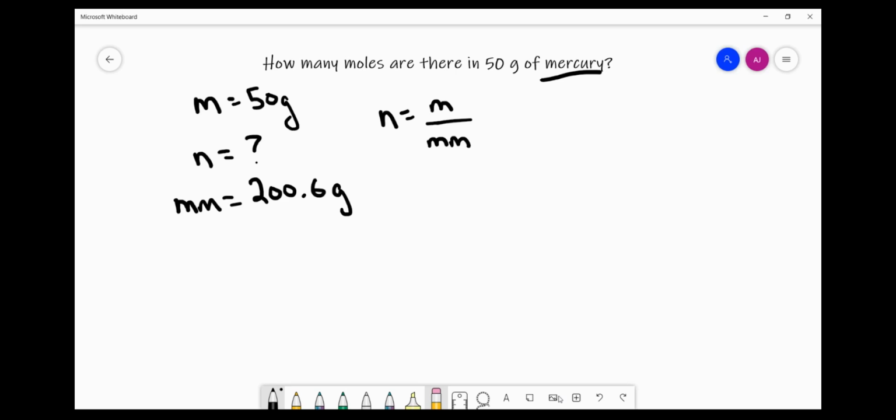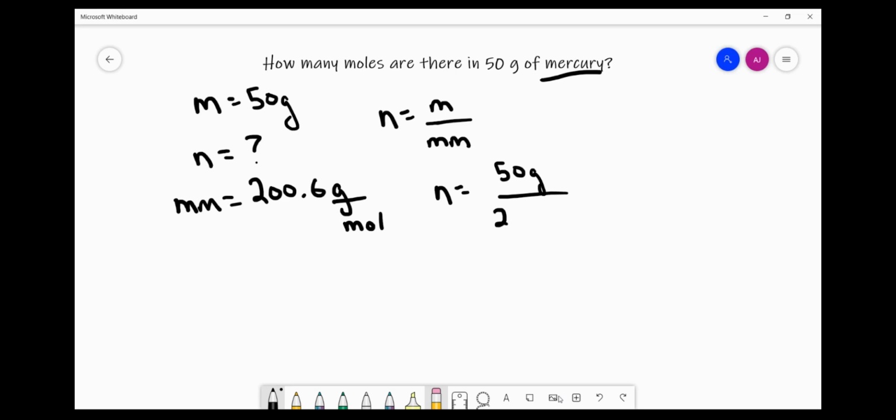And remember, the molar mass is the mass in grams of 1 mole. So the way we express that is in grams per mole. When you talk about something per mole, it's the number of grams in 1 mole. That's what we're saying when we say grams per mole. 1 mole has 200.6 grams. Okay, next up, let's solve this equation.